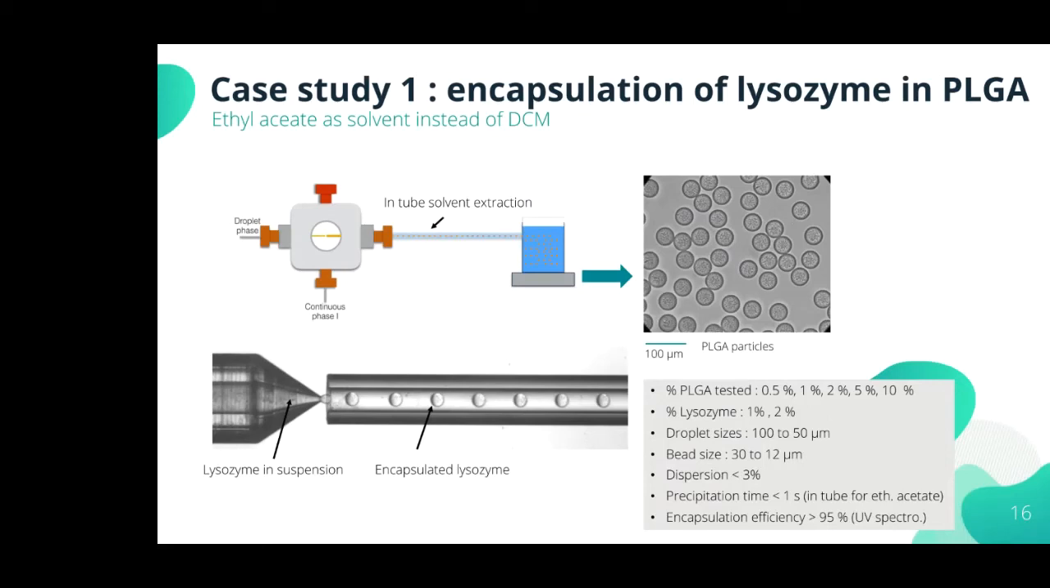But what you can see is that using the Raydrop, you can encapsulate molecules, in this case lysozyme, in suspension in PLGA droplets plus solvent. Then the solvent, ethyl acetate in this case, is extracted in the tube and beads loaded with the protein are collected. The reticulation process is so fast that an encapsulation efficiency of more than 95% is reached. That means a very limited loss of the molecules in the continuous phase, contrary to the encapsulation process in batch.